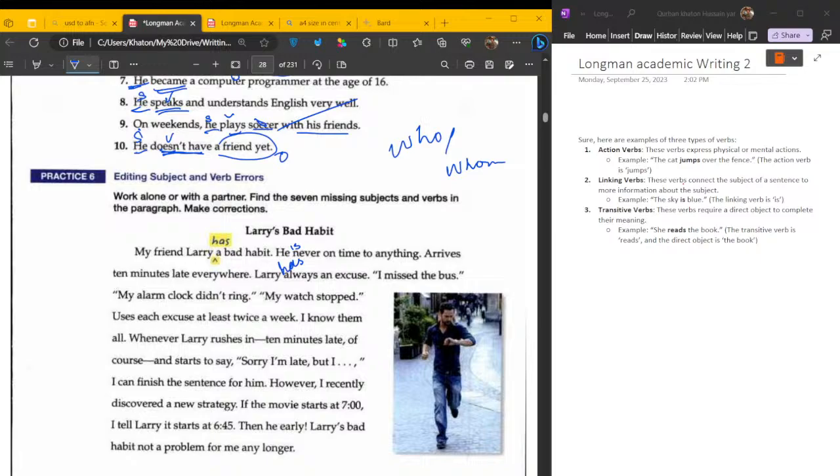Uses, he, okay, uses each excuse at least twice a week. Okay, so here, E. He uses each excuse at least twice a week. I know them all.